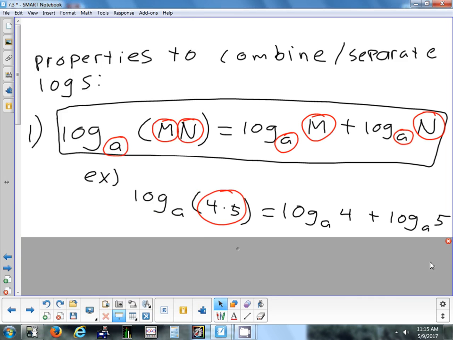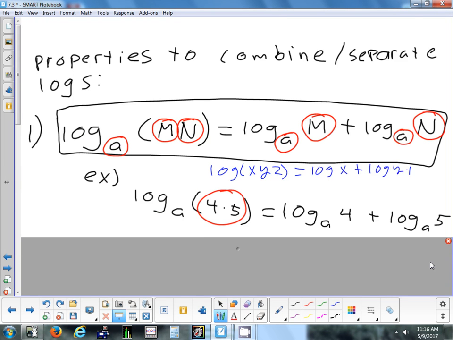Okay, so any questions on that? That's our first rule. And this rule works for more than just two things. Like let's say you had log x, y, z. How do you think that would split up? Log x plus log y plus log z. Exactly. So as many things as you're multiplying together, you can split it up into that many terms. 1, 2, 3.